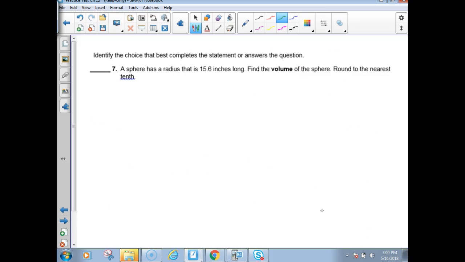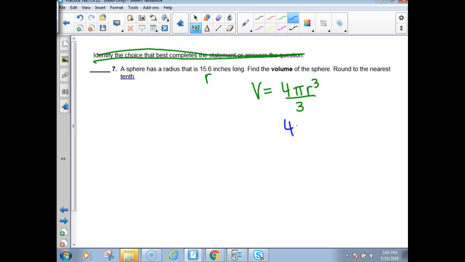All right, so it doesn't have multiple choice here. There might be one on the test that is. A sphere has a radius of 15.6 inches long. Find the volume of the sphere. You look on your formula sheet. Volume for a sphere is 4 pi r cubed divided by 3. So we're going to pop in an r of 15.6. You are going to need to know how to type this in. Please practice it, because there's ways you can make mistakes here.